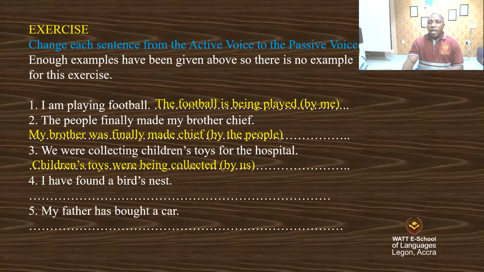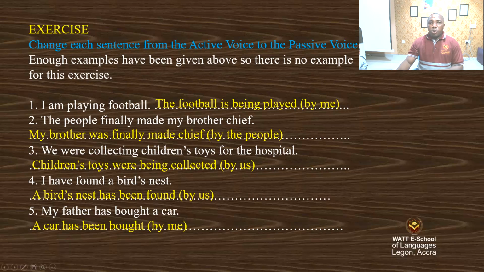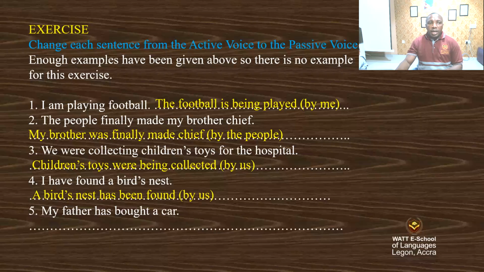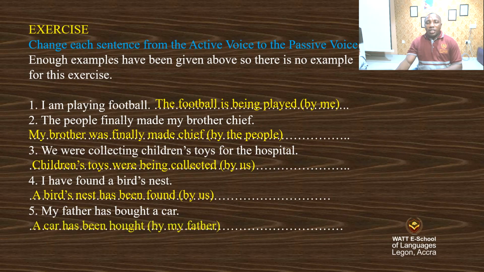Number 4, a bird's nest has been found. A bird's nest has been found by us. By us can be left out. And number 5, which is the last one, a car has been bought. A car has been bought by my father. We continue with the activity. My father has bought a car. So you say a car has been bought by my father.